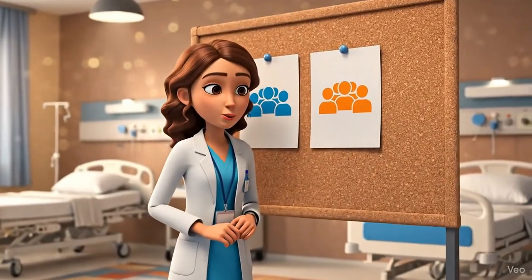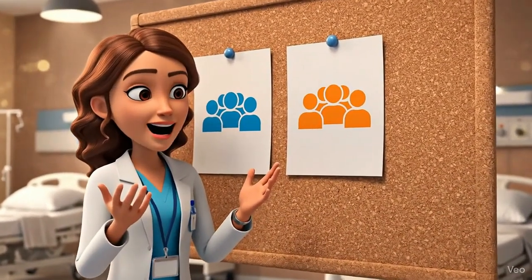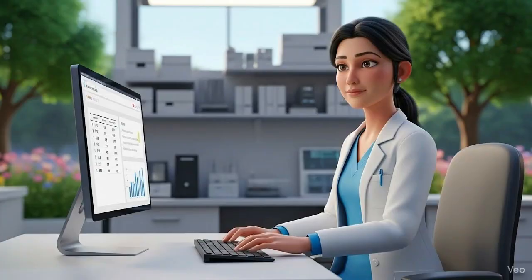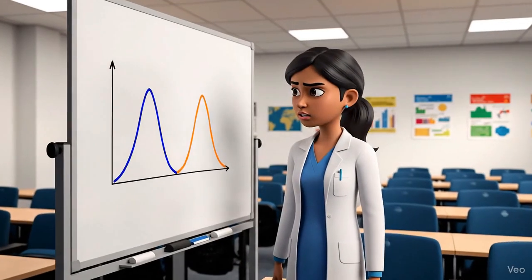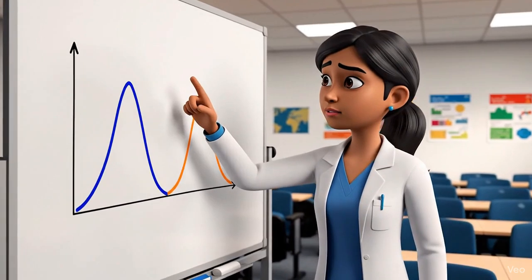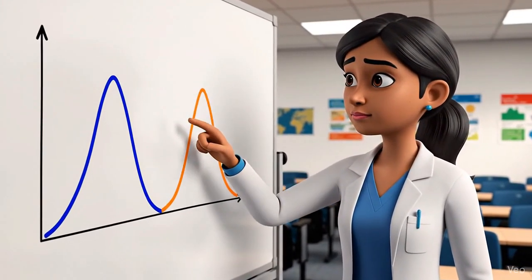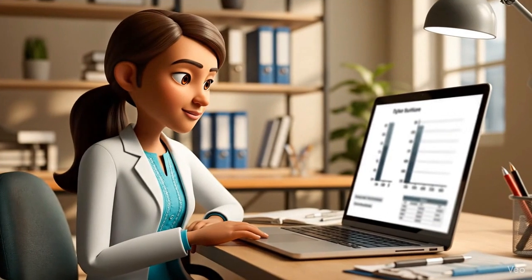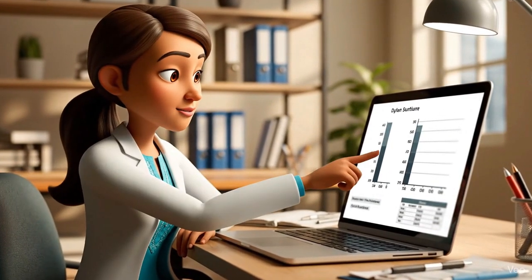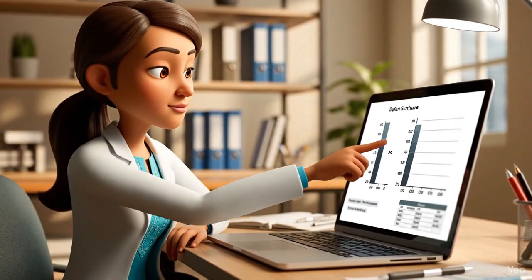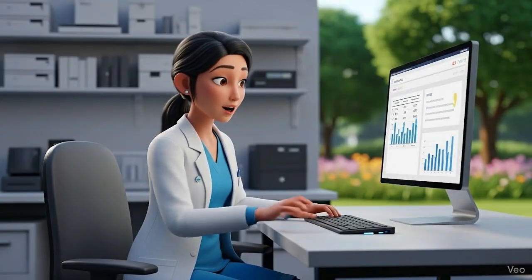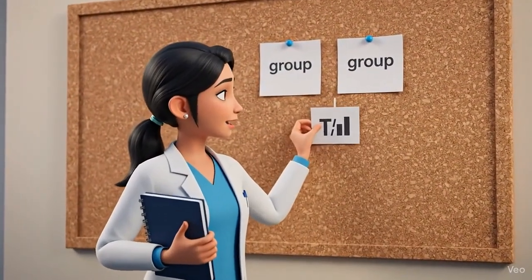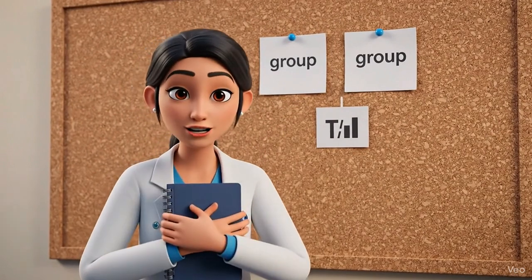Here I have two groups, and I want to compare their average values. The t-test asks whether the gap between these means is bigger than random noise. For continuous outcomes like blood pressure, a t-test is often the first simple choice. Statistics feel friendlier when I remember that every test is just a structured comparison.